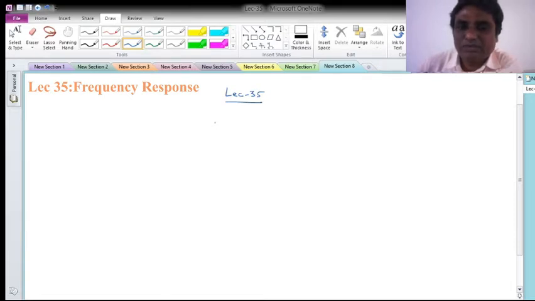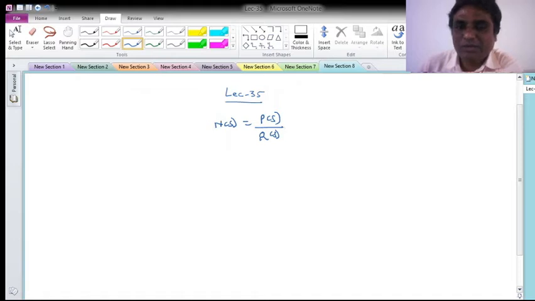That means if I have a network function N(s), which is, we know, a polynomial in s in the numerator and a polynomial in the denominator, and it has to be real and rational. Now suppose I would like to analyze this network function in the frequency domain. Then s will be replaced by j omega, and then we find the magnitude response and phase response.